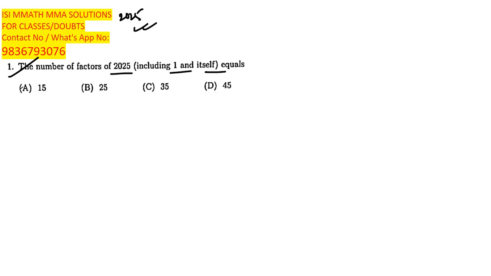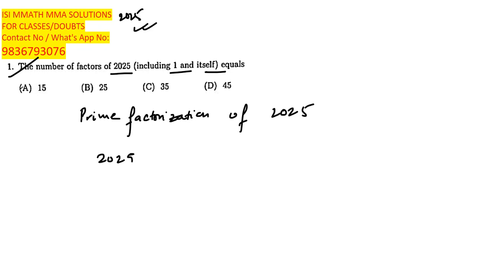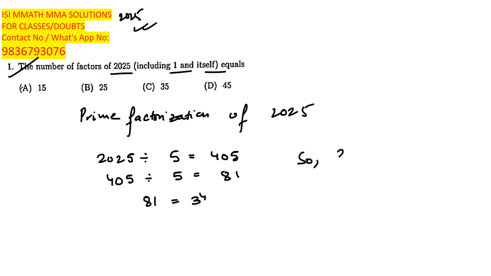So first, how can we solve that? Very easy. We have to do the prime factorization. So prime factorization of 2025. First we will divide by the smallest prime number. So 2025 divided by 5 comes to 405. Then 405 again I will divide by 5, that comes to 81. Now we know 81 is equal to 3 to the power 4. So 2025 is equal to 5 square multiplied by 3 to the power 4.